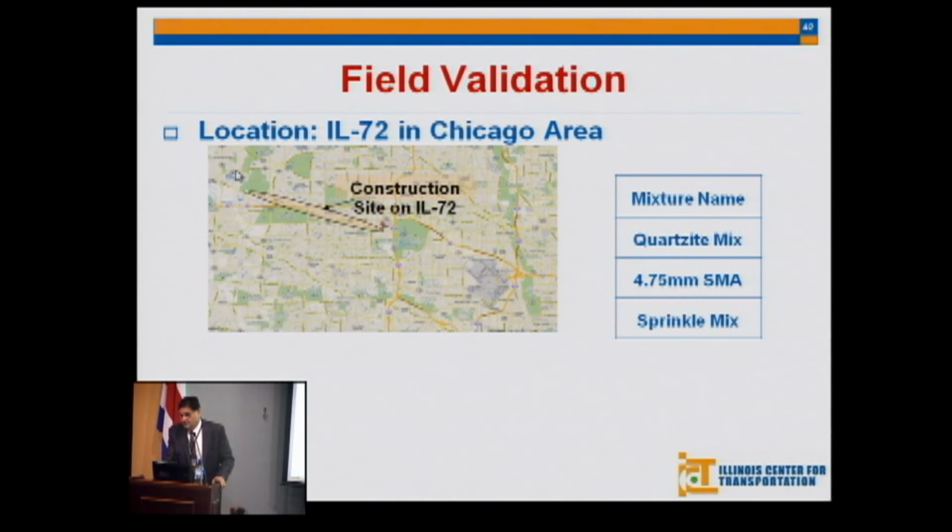We took it to the field, and here showing you just 3 mixes: quartzite, 4.75 SMA, and sprinkle mix. Sprinkle mix is a limestone with a little coated quartzite on top for friction.